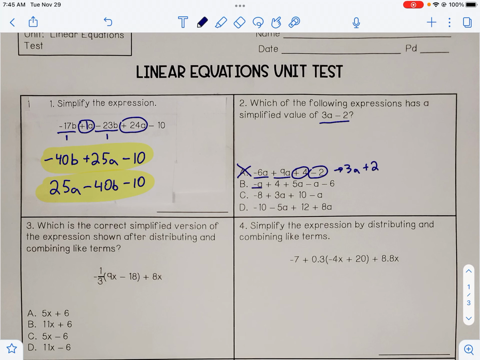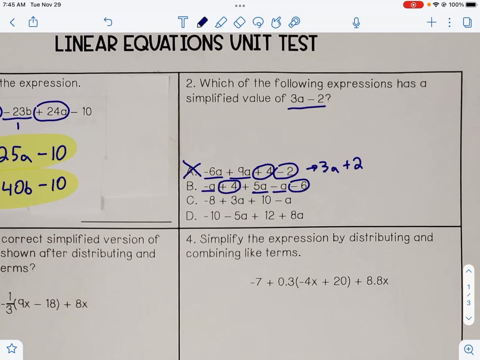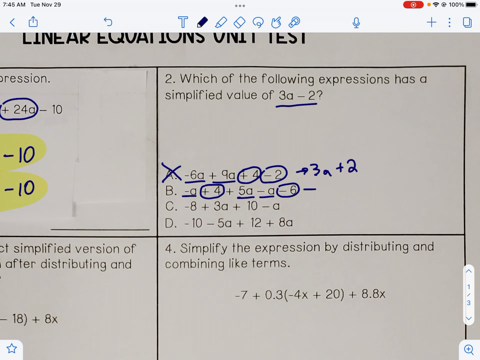For answer choice B, we have negative a plus 5a and negative a. Then we have positive 4 and negative 6. Combining together, negative 1a and 5a will get 3a. 4 minus 6 gives us negative 2, so 3a minus 2. So the correct answer choice is answer choice B.